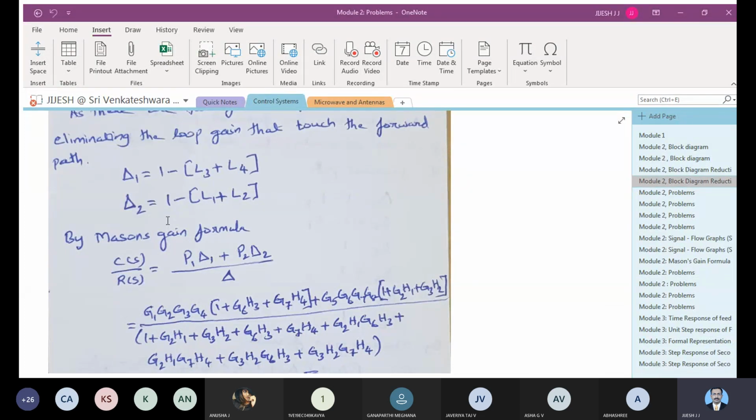Then we have eliminating the feedback mechanism. Whether it is a positive feedback or a negative feedback, your answer will depend on that. If it is a positive feedback, the equation will be g by 1 minus gh, and if it is a negative feedback, then it will be g by 1 plus gh. All those things you have to remember.